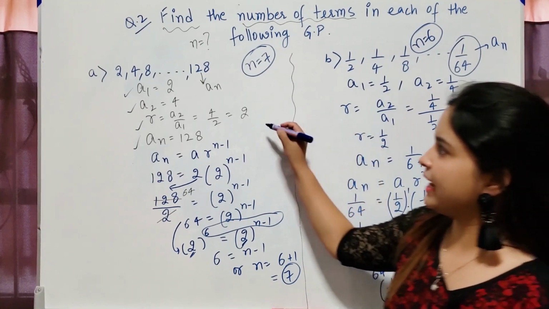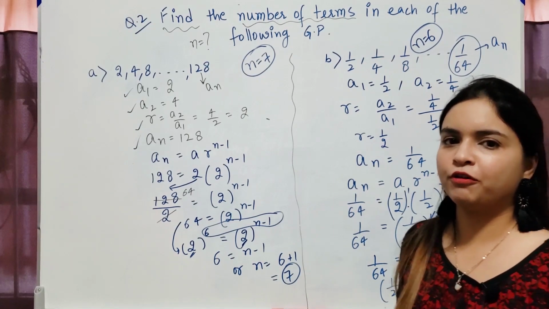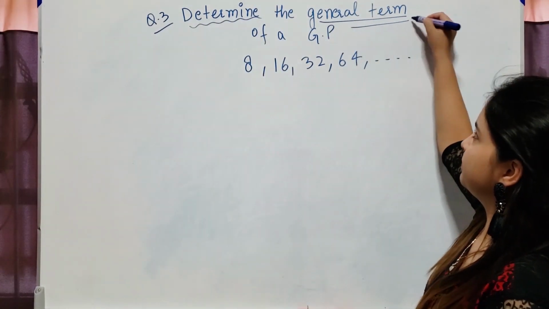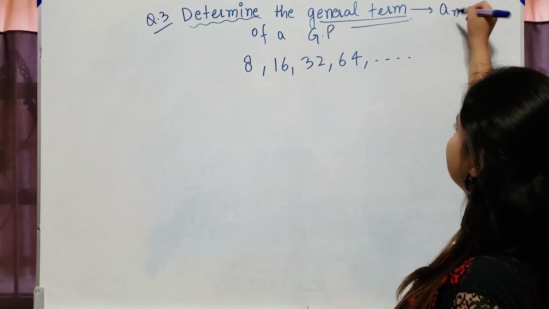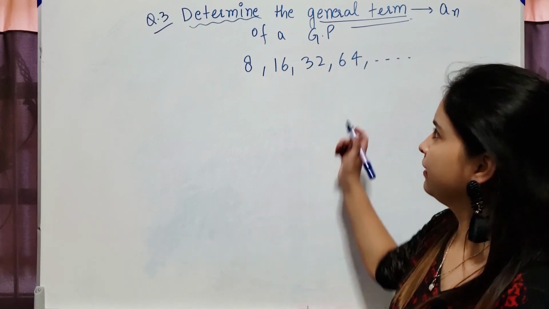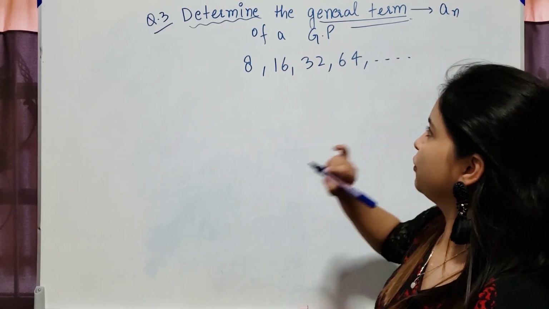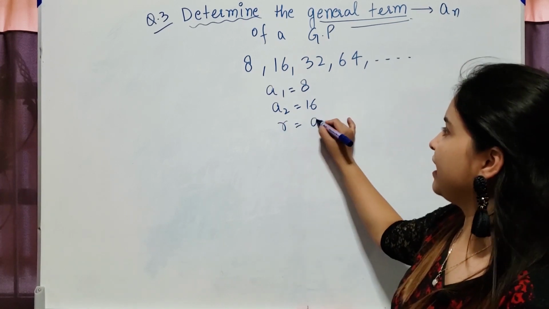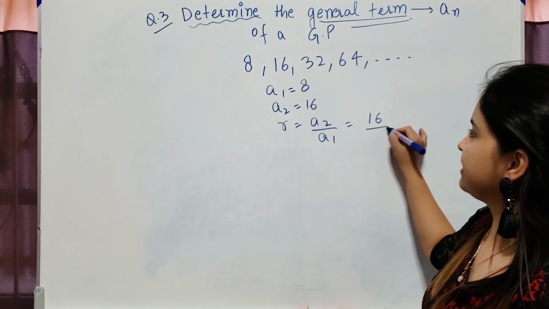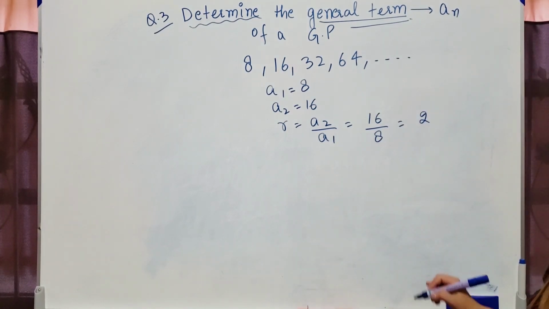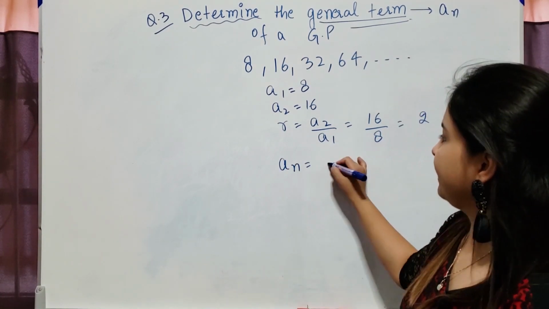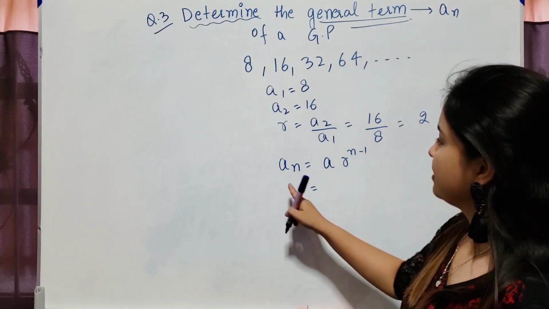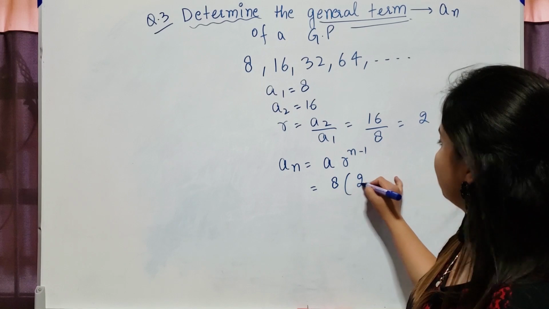Like this, using the same formula an, you can calculate the value of n. Look at question number 3. Question number 3 is determine the general term. Now, general term is an. So the question is find an. The sequence is 8, 16, 32, 64. Now, a1 is 8, a2 is 16. What is r? R is a2 divided by a1, which is 16 over 8, which is equal to 2. Now, use the formula an equals a r raised to power n minus 1. I have to find the general term. General term is an. So, an is 8 times 2 raised to power n minus 1.